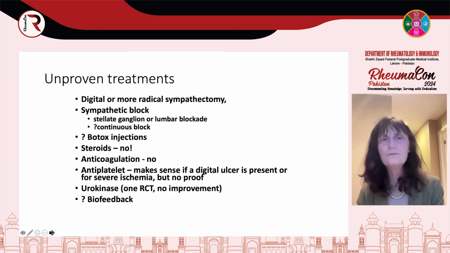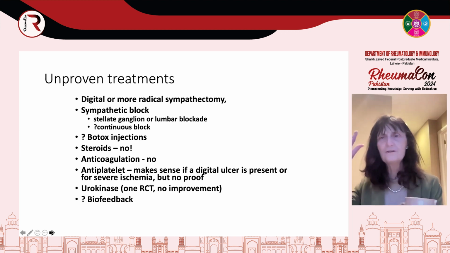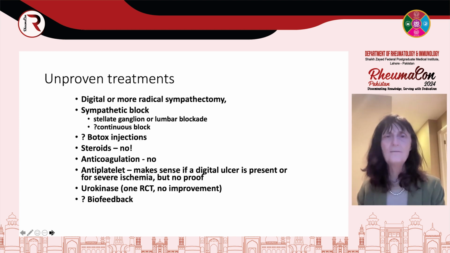So there are unproven treatments, but certainly a digital or more radical surgical sympathectomy has no randomized trials, but certainly can help patients who have severe, like say, gangrene of a couple fingers. A sympathetic block can be helpful. So that's a stellate ganglion block for your hands up in your neck, or a lumbar sympathetic block if your feet are bad.